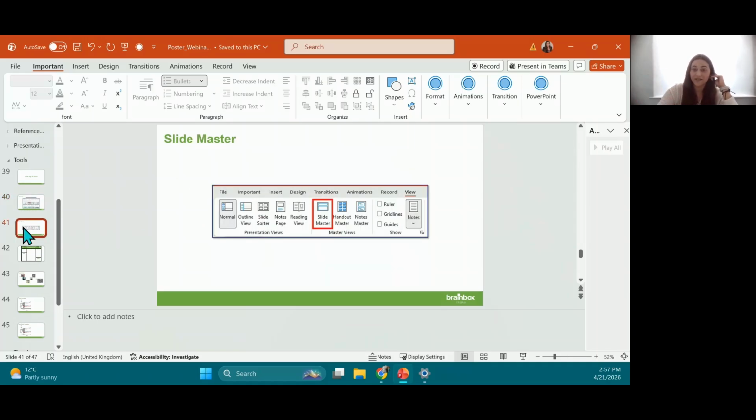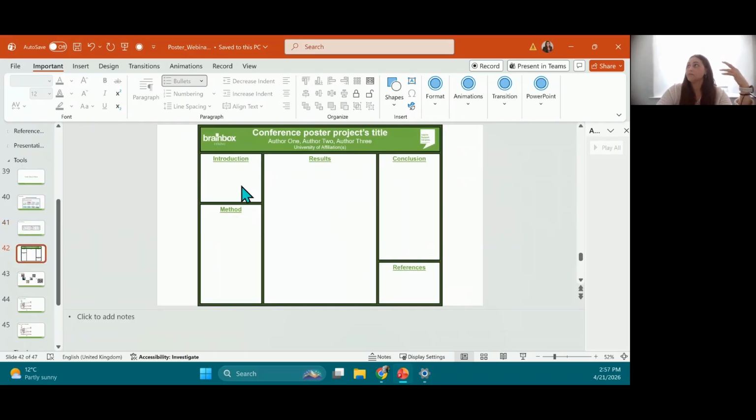Okay, so Slide Master. It's one of my favorite tips and tricks for PowerPoint in general, but this is extremely helpful with posters. Ignore what I'm pressing right now. Why isn't this working? Oh, it's because it's a background in the Slide Master.